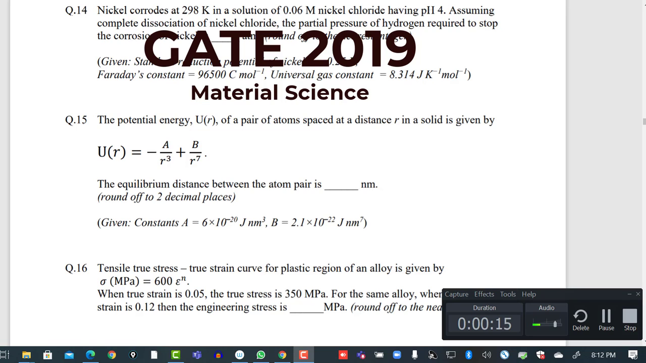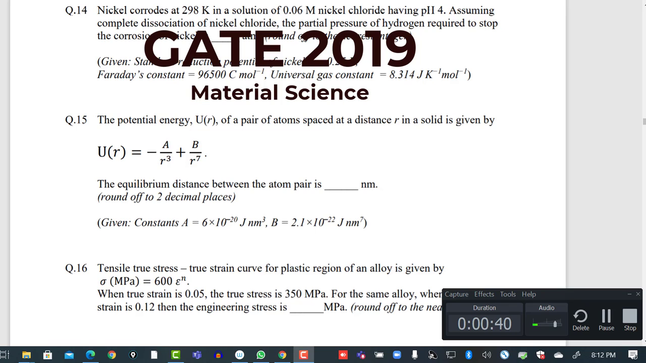As you can see, this is question number 15. The potential energy U of r, where r is the interatomic distance, of a pair of atoms placed at a distance r in a solid is given by this expression: U of r is equal to minus A by r to the power 3 plus B by r to the power 7. It is asking for the equilibrium distance between the atomic pair, that is r naught.